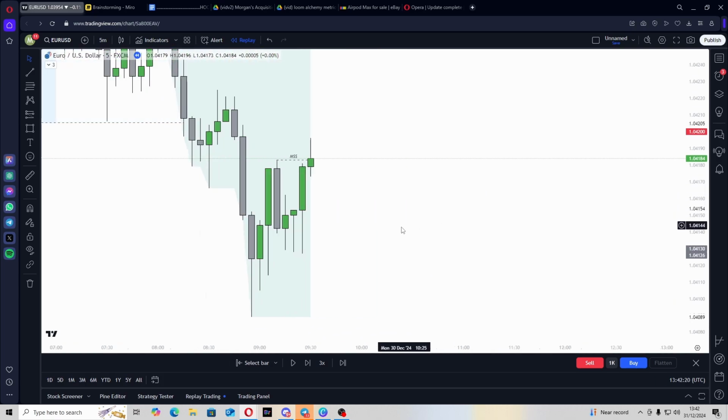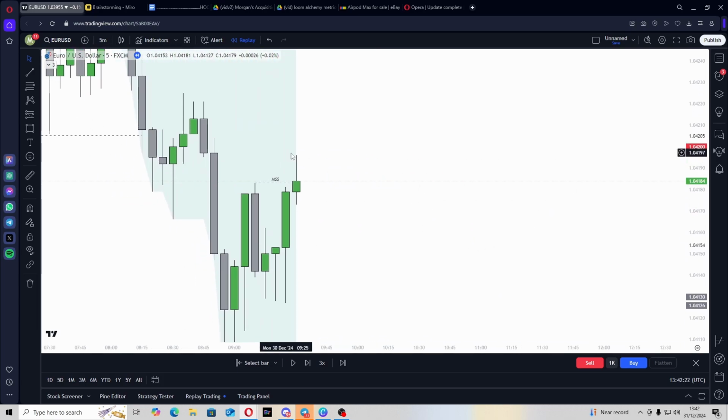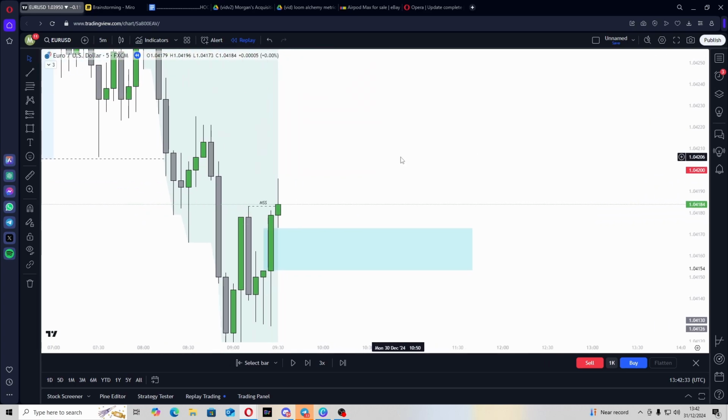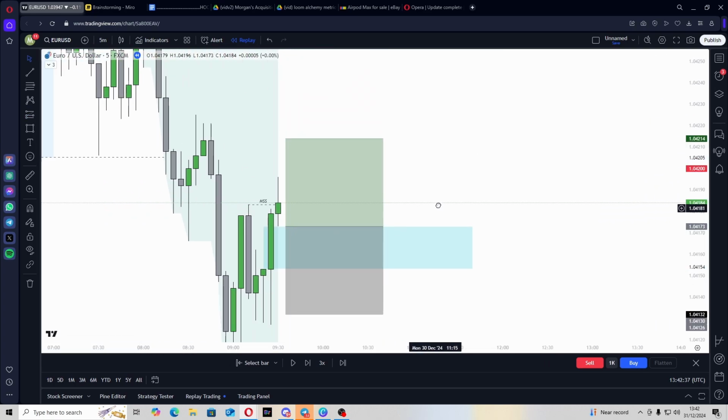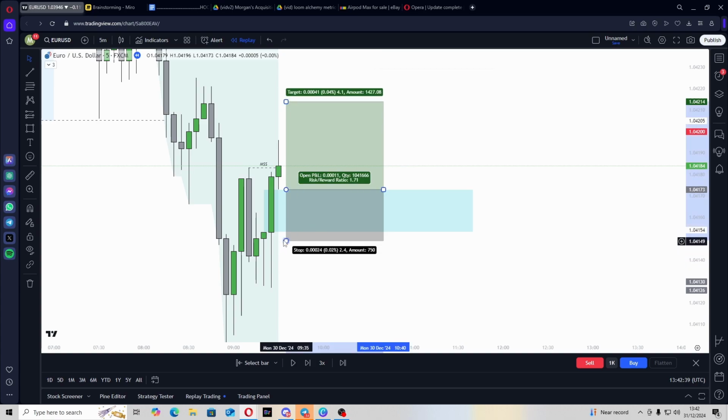This is the market structure shift, and what we need to do next is figure out where our fair value gap is. And you can see the fair value gap is right there. This is the fair value gap because it's a very, very inefficient price action. So what we need to do next is enter a long position right here, placing our stop loss just below this fair value gap candle.